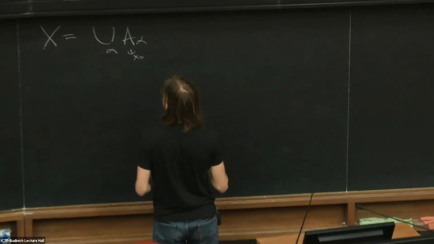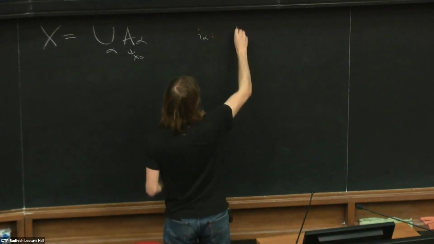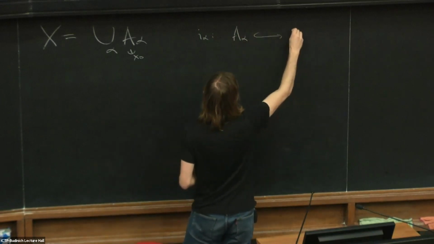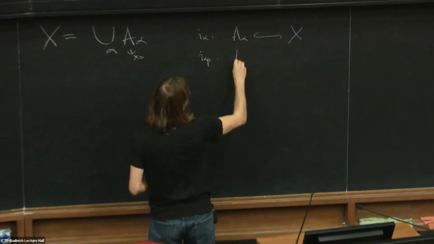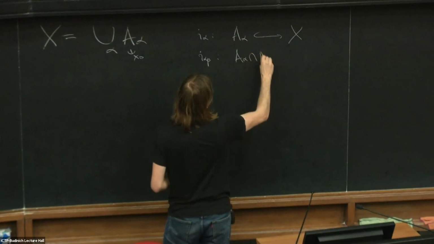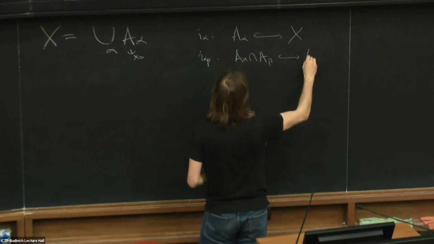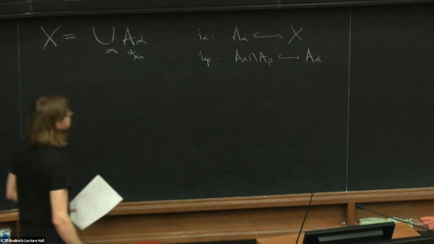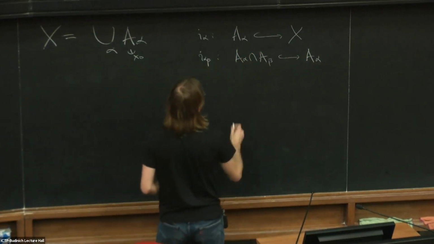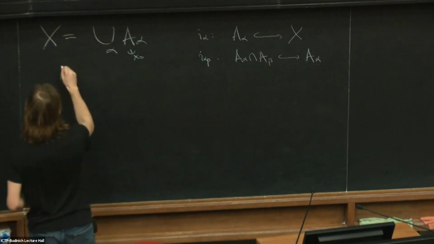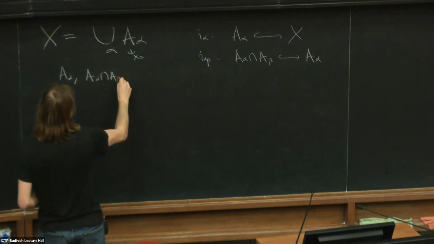Then for each of these A alphas, we can consider the canonical inclusion map into X. So inclusion maps from intersections to one of them, right? Here the order of indices is important. And by our assumptions, individual sets and all pairwise intersections are path connected.